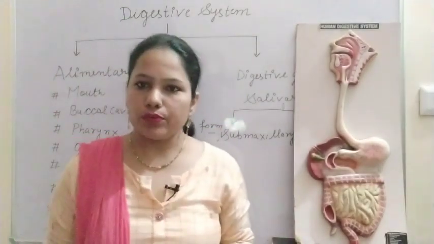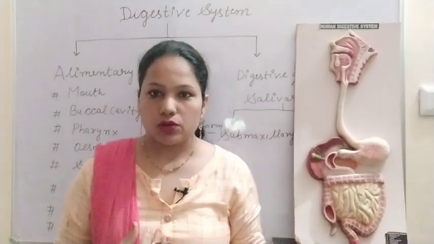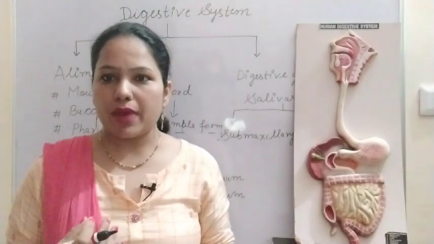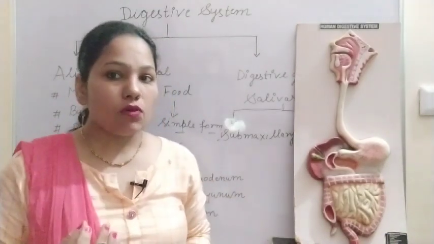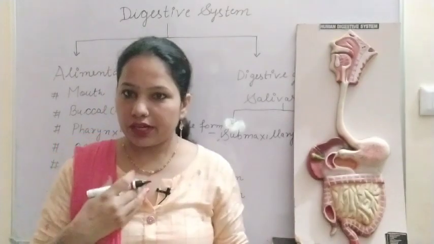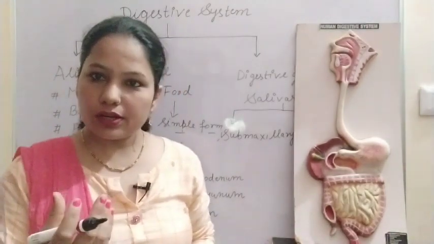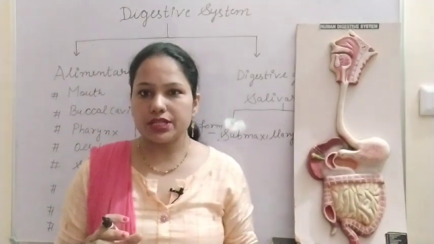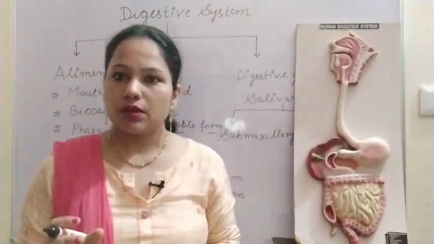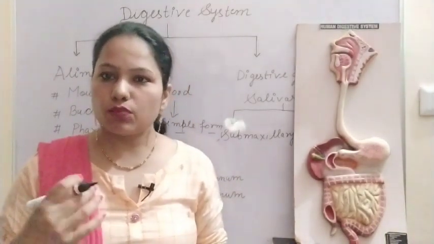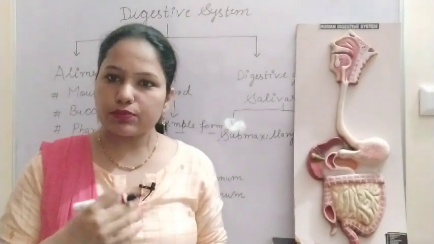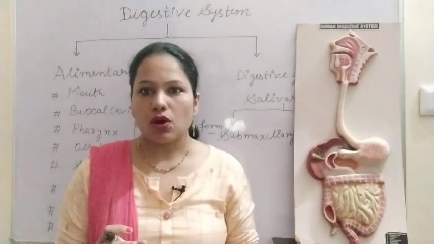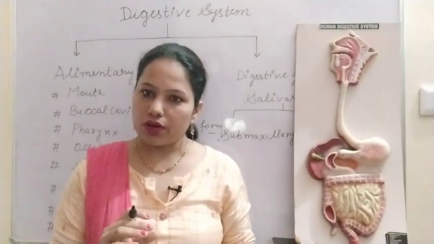If anybody asks you what are the basic needs of man, so the food, water and the air. These three are the basic needs of man, and also the shelter. But what happens with this food if we have taken it? The food has different components like carbohydrates, proteins, fats, vitamins, minerals. These are complex molecules. Our body can't absorb food in the complex form, so there is the need of digestion.